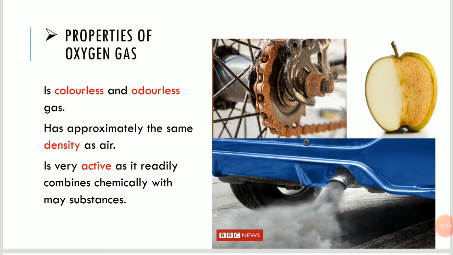Okay, so let's see the properties of oxygen gas. It is also colorless and odorless, as I said earlier that they are unscented, has approximately the same density as the air, is very active and readily combines chemically with many substances, like iron combines with oxygen in the air to form rust. If things are rusted, it's because of the reaction of the oxygen.